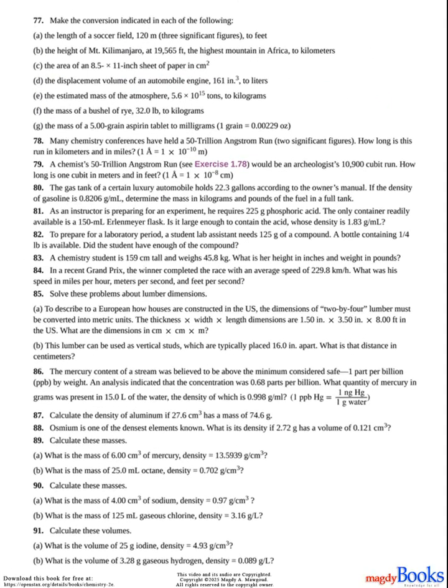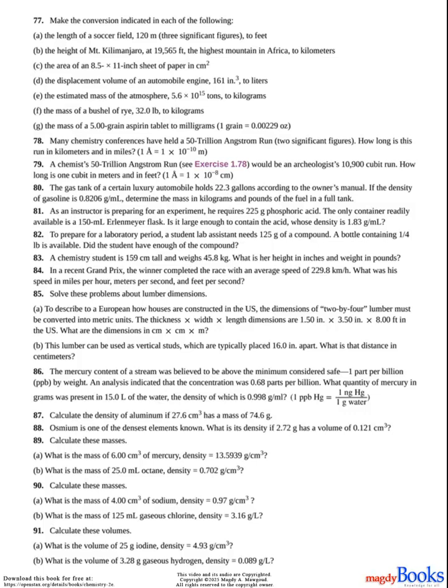77. Make the conversion indicated in each of the following. A. The length of a soccer field, 120 meter, 3 significant figures, to feet. B. The height of mountain Kilimanjaro, at 19,565 feet, the highest mountain in Africa, to kilometers. C. The area of an 8.5 × 11-inch sheet of paper in centimeters squared.